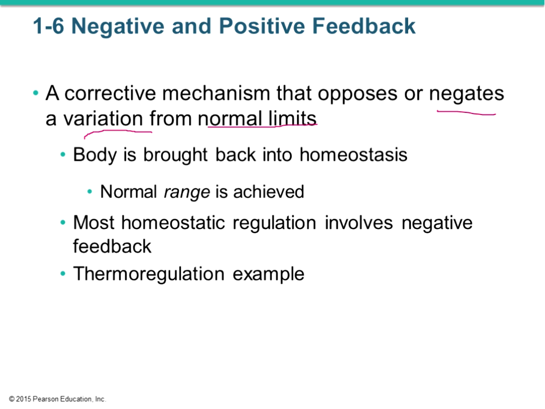So how does the body bring things back into homeostasis? When it does that, it negates this change from normal limits, and normal range is achieved. And so most homeostatic regulation involves negative feedback. We'll look at a couple of examples of how that works.